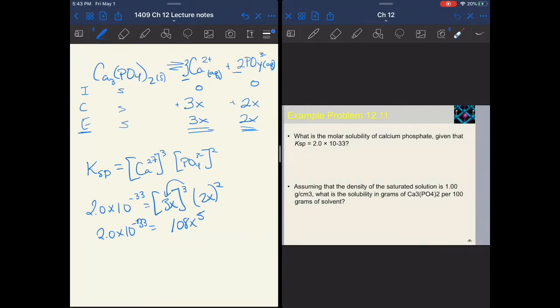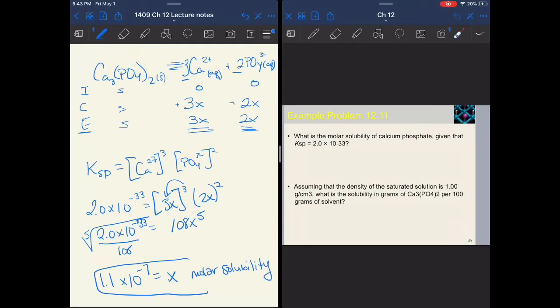Take 3 to the 3rd times 2 squared. Then when you solve for that, you're going to divide by 108, right? You're going to take everything to the 5th root, or you can raise it to the 1 over 5th power, and you're going to get x. And what's nice about this is x is actually your answer. Now, if the question asks what is the concentration of the calcium ions, you can figure that out by multiplying it by 3. But this right here is your molar solubility.